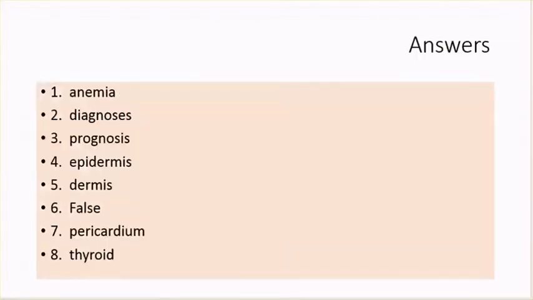Answers. Number 1 is anemia. Number 2 is diagnosis. Number 3 is prognosis. Number 4 is epidermis. Number 5 is dermis. Number 6 is false. Number 7 is pericardium. Number 8 is thyroid.